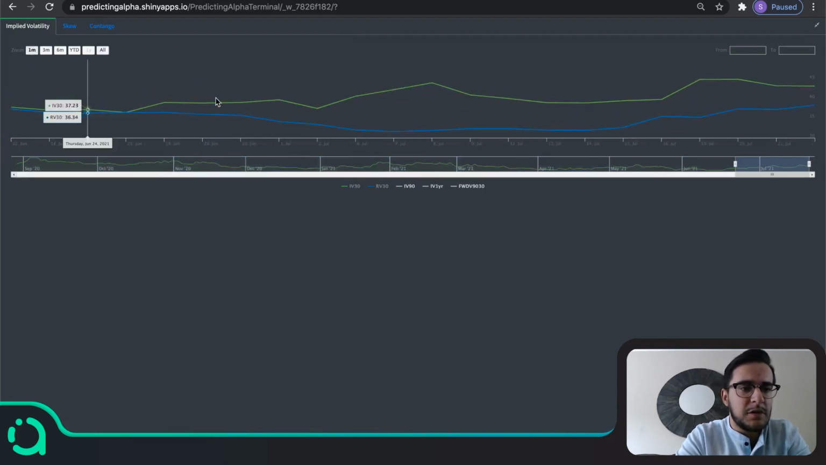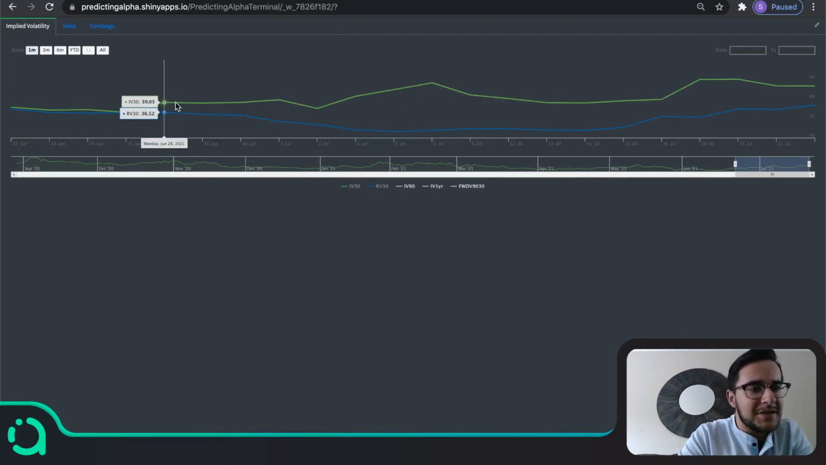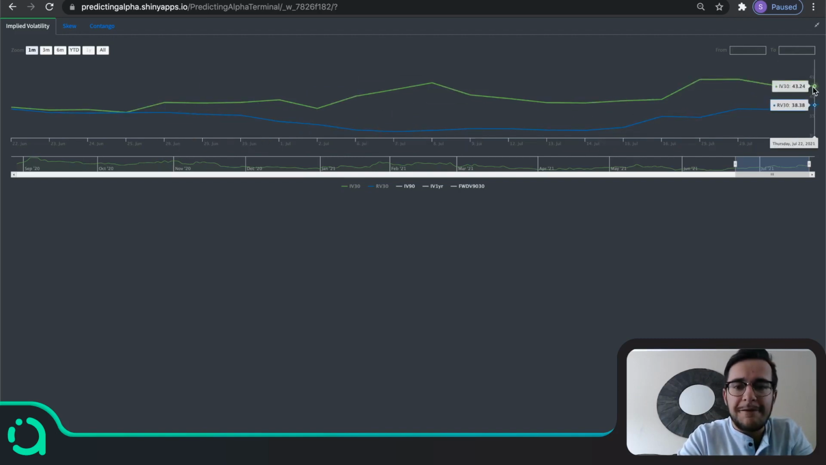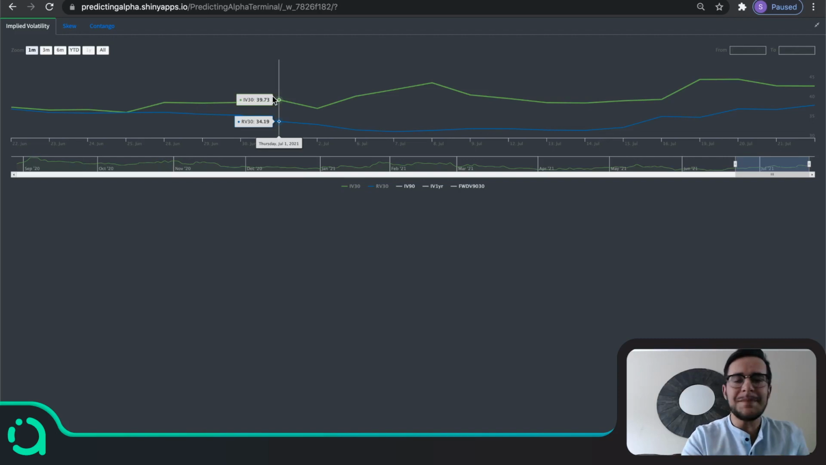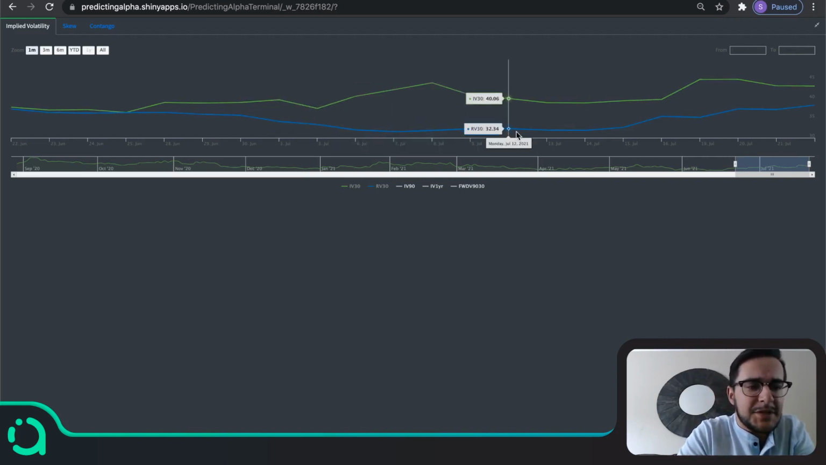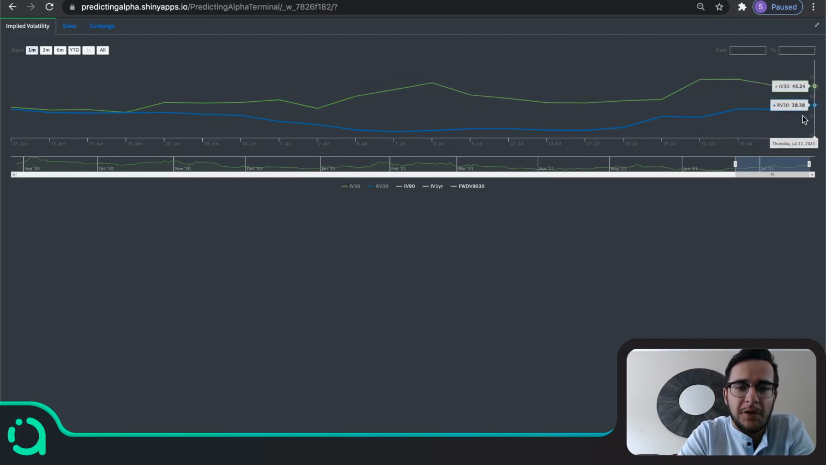What we can see is that the implied vol for 30-day options has increased in the last 20 days or so from 39 up to about 43.5. So we've seen about a 10% increase in implied volatility. And over that same time period, we've seen realized vol float around the 35 to 38 mark. What this tells me is that there might be some sort of risk premium baked in here that we could go and harvest.